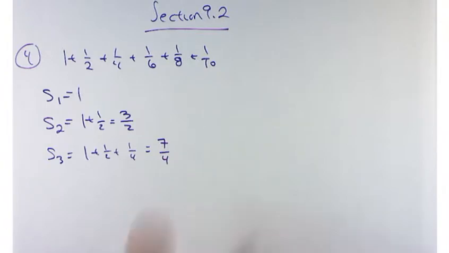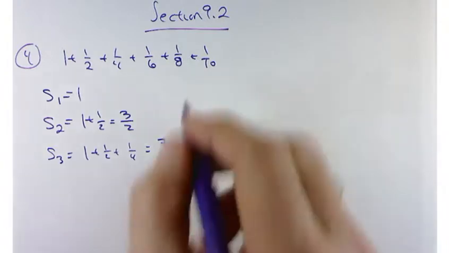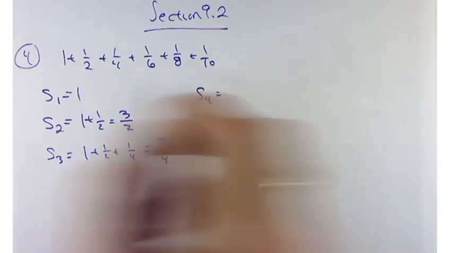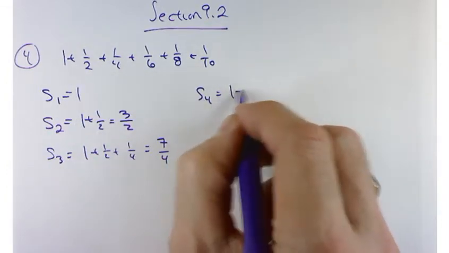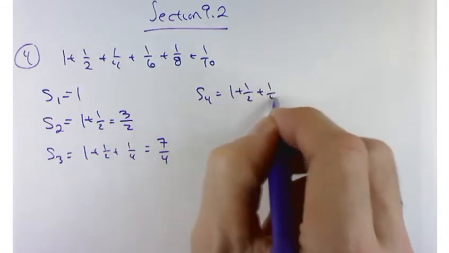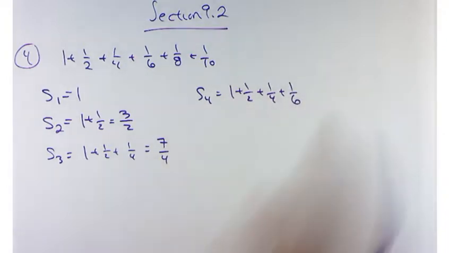And I'm starting to run out of gas here on this stuff. S sub 4 would be the sum of the first four terms. 1 plus 1/2 plus 1/4 plus 1/6. So maybe we'll do this by hand, and then I'll show you, if you want, how you can do this on a graphing calculator.